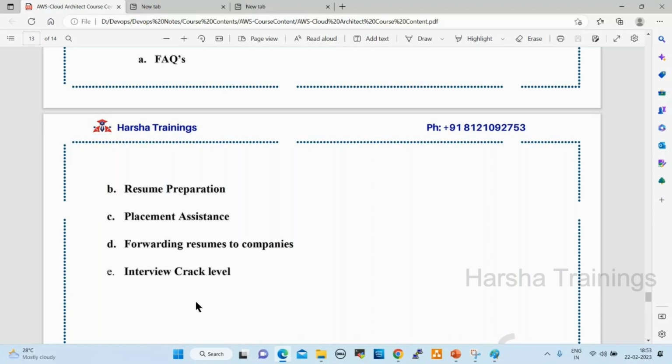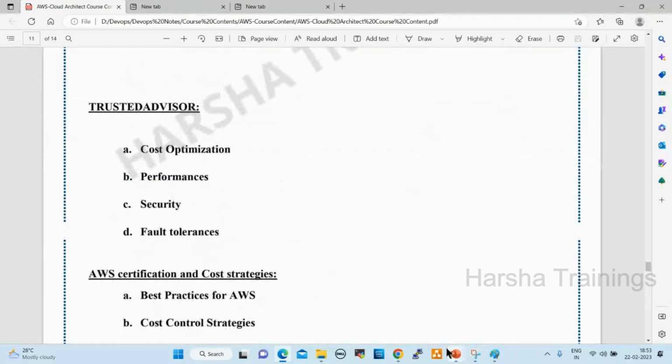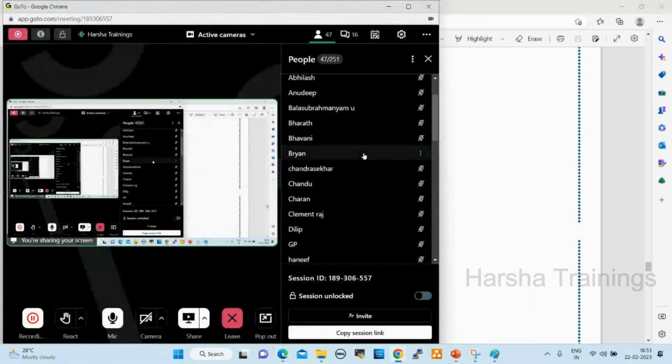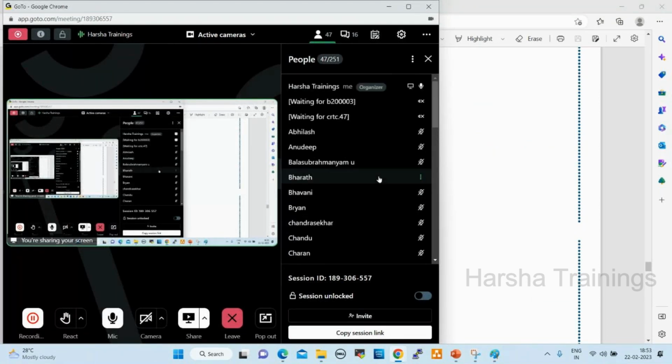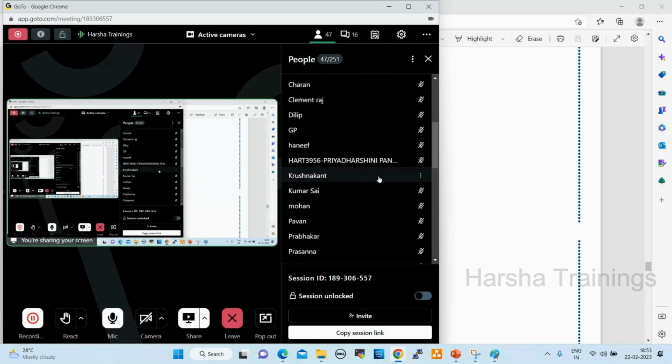From tomorrow onwards, regular sessions will start. Today some people missed attending the session. Already 80 members are registered. So from tomorrow onwards, regular sessions will start, 6 p.m. to 7 p.m. IST every day, Monday to Friday only. You can attend classroom or online training.